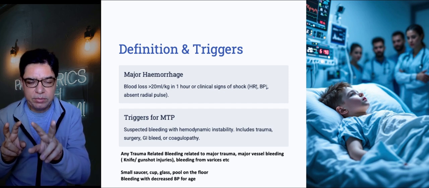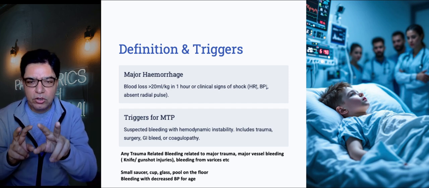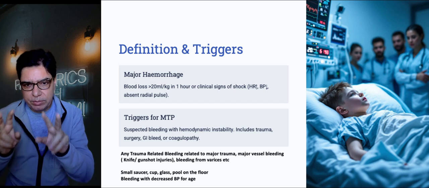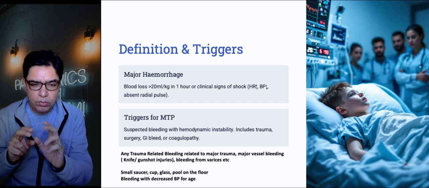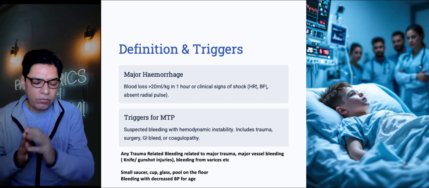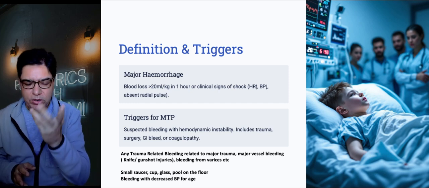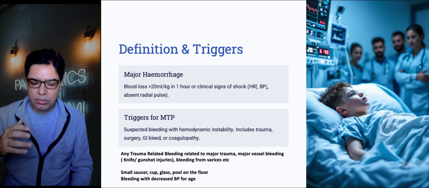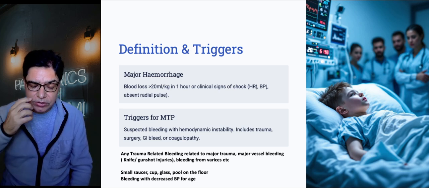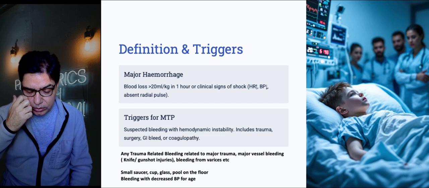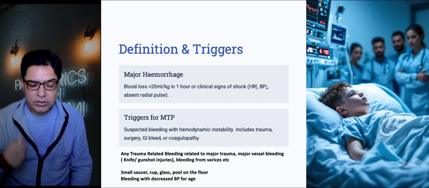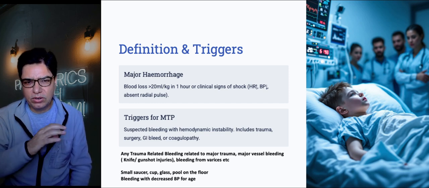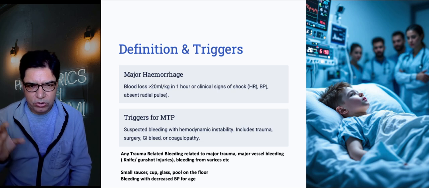It does not necessarily mean that if you've got major blood loss, you would always activate MTP. Depends. So irrespective of these definitions, like how much blood has been lost, like 20 mils per kg, or with some definitions, they say a loss of more than 40% or 30% total blood volume. This is all rubbish. Nobody has got the time to measure all these things.